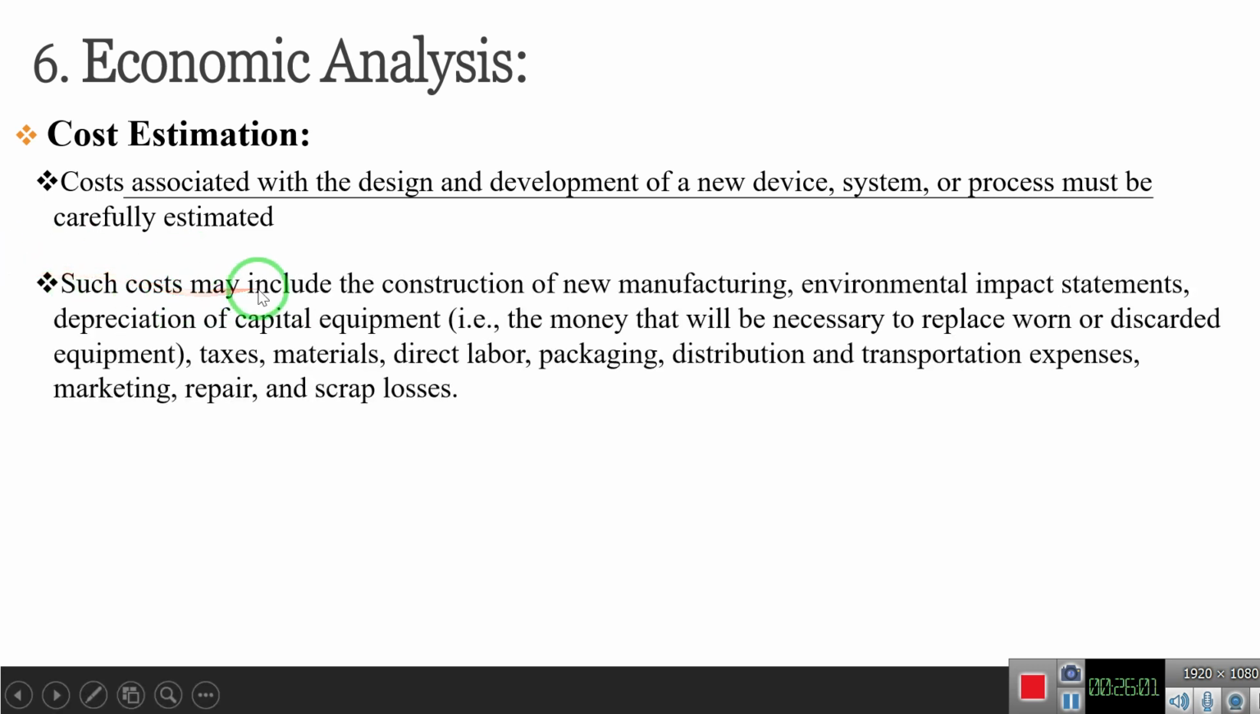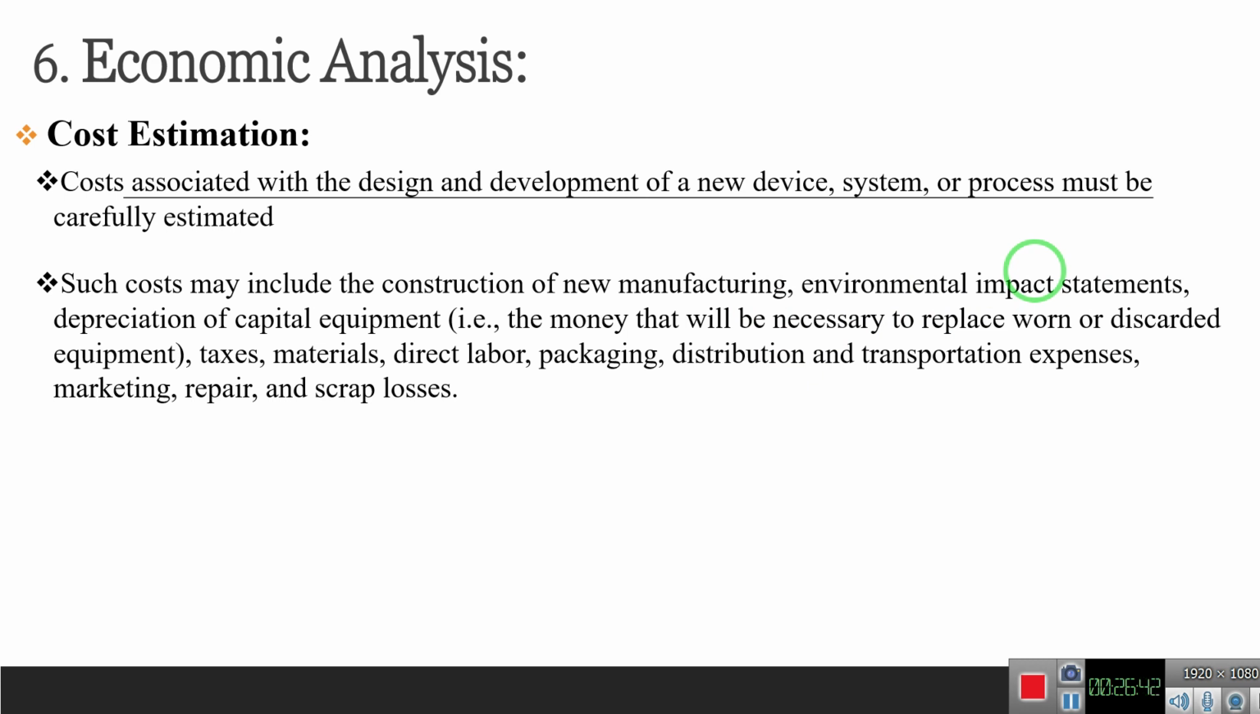So such cost may include, what are the costs? It may include construction, as you already know, of a new manufacturing facility, and environmental impact statement cost is included, because of the environmental impact statement. Like your thermal power station, when we are generating, the fumes coming out from the power station have many gases, and much more ash will be there, it will disturb the environment. So we have to put a chimney, we have to put filters, like your car exhaust system, we put some filters, so the black gas should not come out, or some diesel or petrol should not come out. So that's why we have filters in the exhaust.